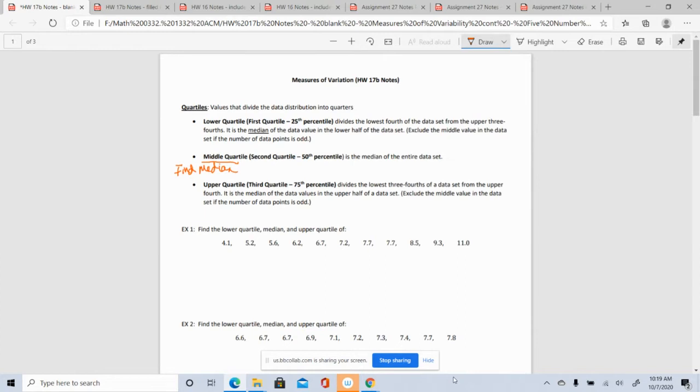Now, remember, when we find the median, another part of that is to put your numbers in order. We want to put the numbers in order first to be able to do that. So we would check that here. 4.1, 5.2. It looks like these are in order. They're already in order, so we don't have to worry about that. So we're going to find the median first. Now remember, part of that is counting how many we have. 1, 2, 3, 4, 5, 6, 7, 8, 9, 10, 11. We have 11 total.